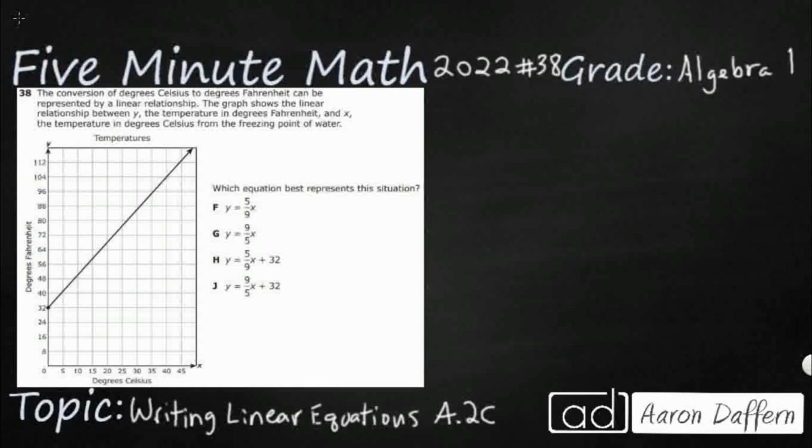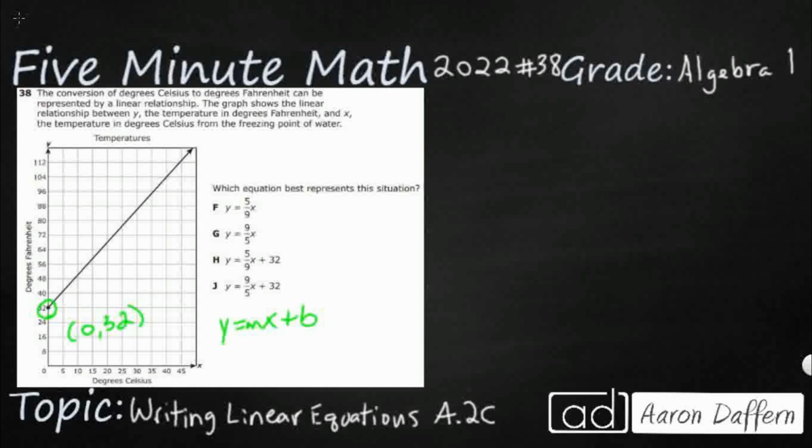So we have this graph showing the conversion of degrees Celsius to degrees Fahrenheit. It is represented by a linear relationship, and we need to find the equation that best represents this situation. We really only have one point given to us, and that's actually our y-intercept. We've got that one point right there, x of 0, y of 32, and when in doubt, we're always going to think of the slope-intercept form, y equals mx plus b.